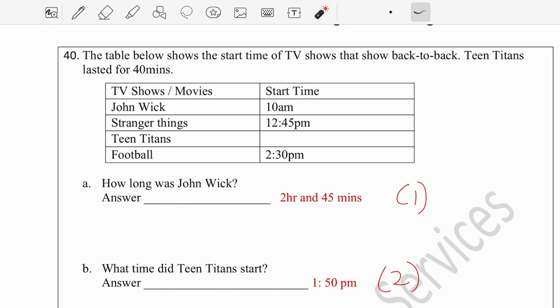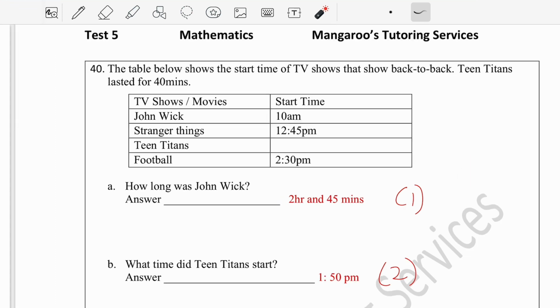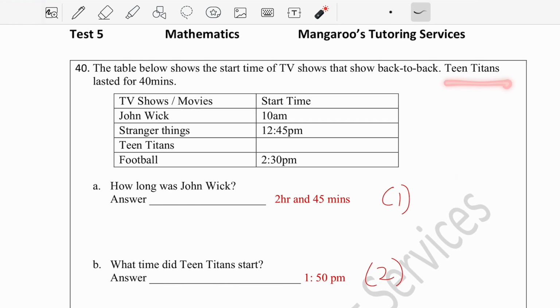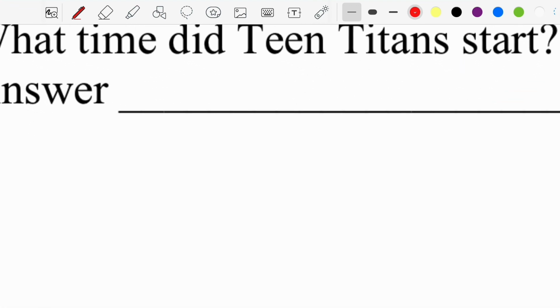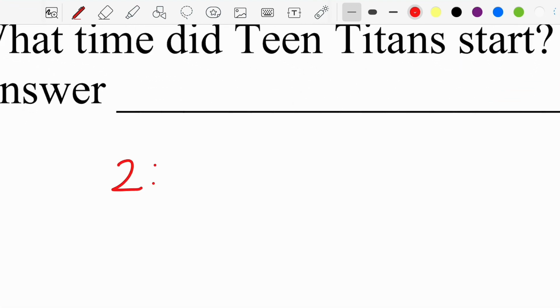So what time did Teen Titans start? So what they told us is that Teen Titans last for 40 minutes. So it means that Teen Titans ended at 2:30. So all we need to do is subtract 40 minutes and we'll get a start time. So let's do that. 2:30 minus 40 minutes.